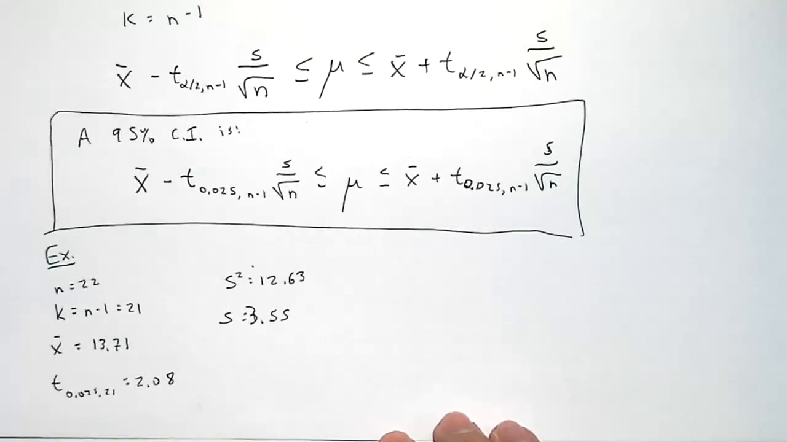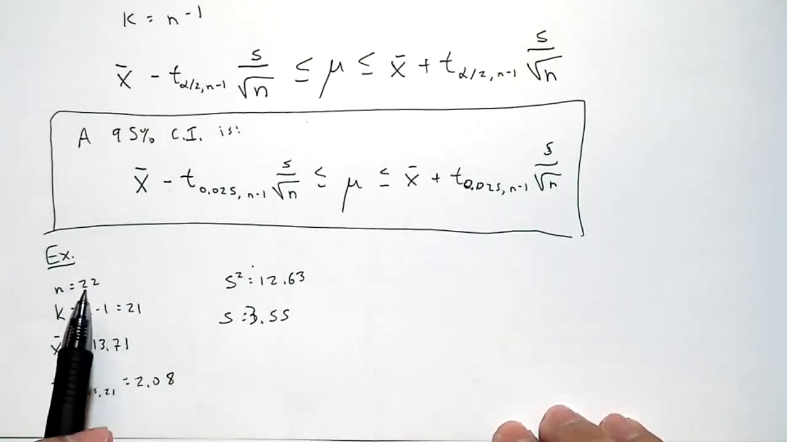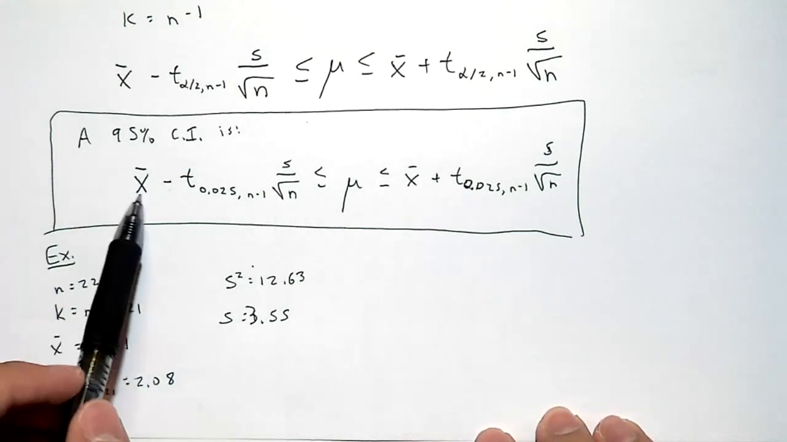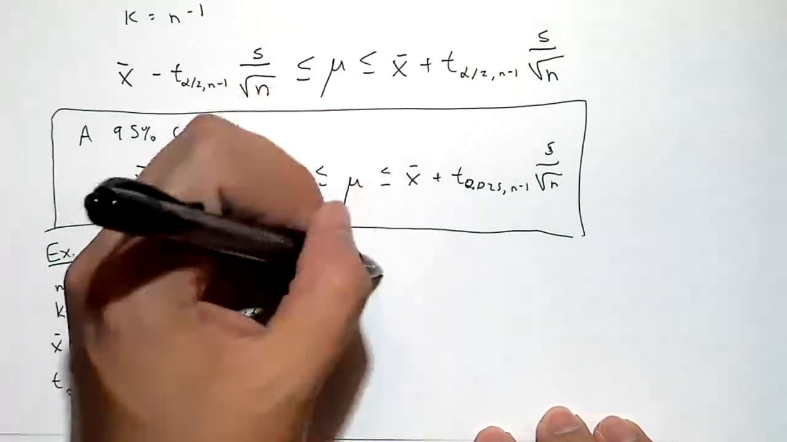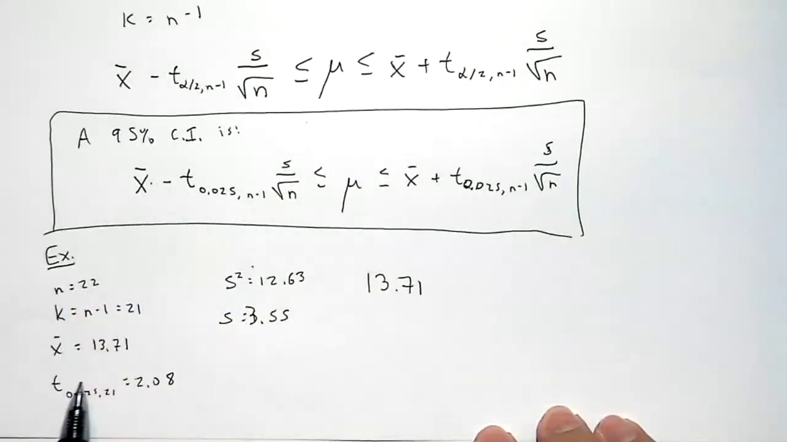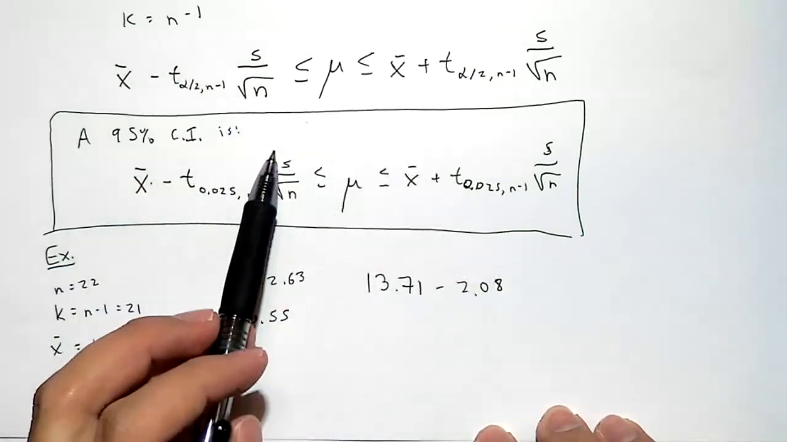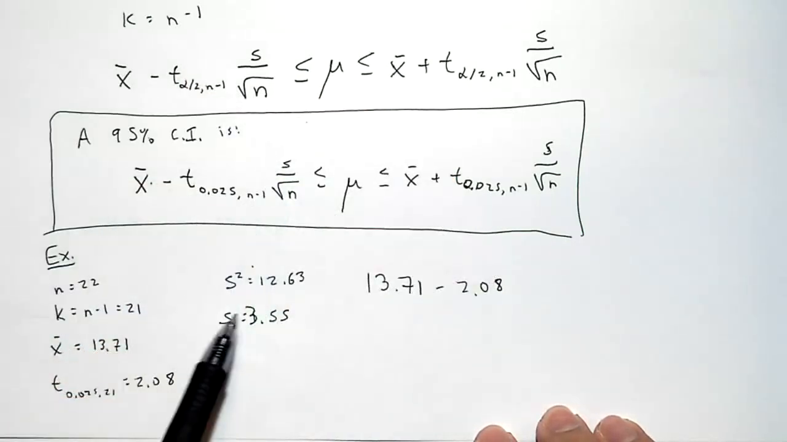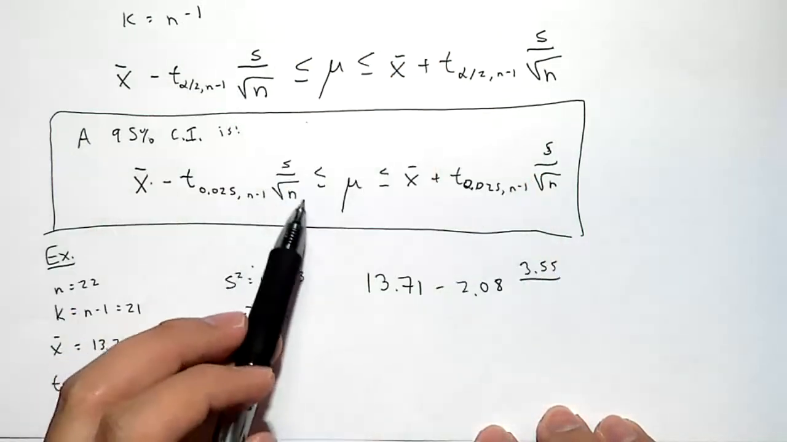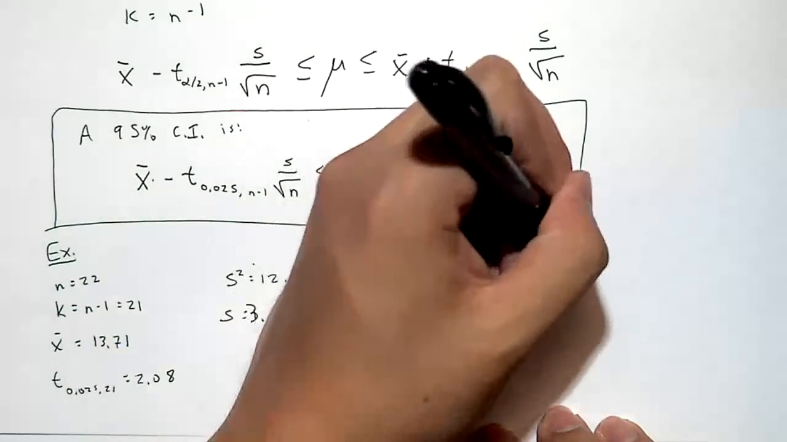Right, so I've written down the information that we have from our spreadsheet, and we can use this information now to come up with our 95% confidence interval. You can see that that confidence interval will be equal to the sample mean of 13.71 minus my t-value, which would be 2.08, times my sample standard deviation, which is 3.55, divided by the square root of the number of observations, which are 22.